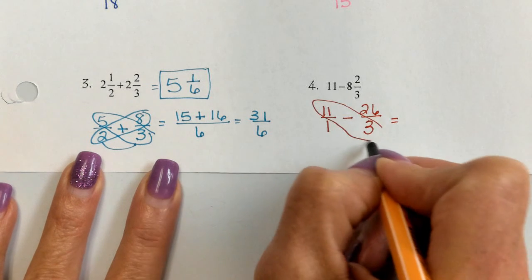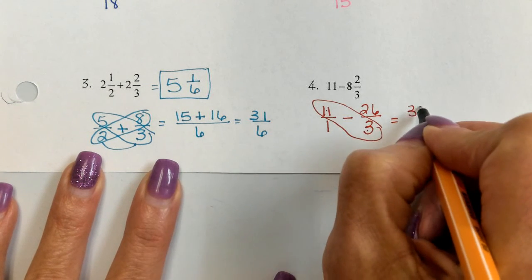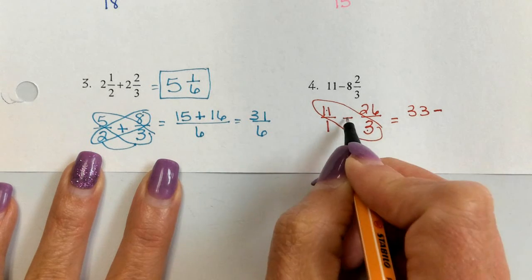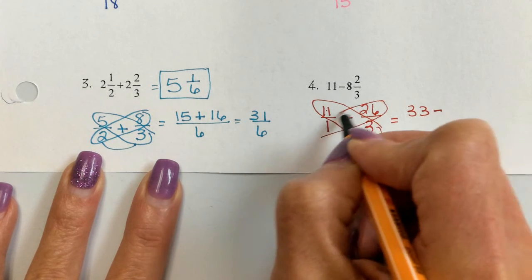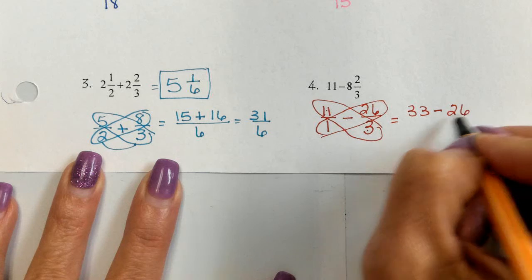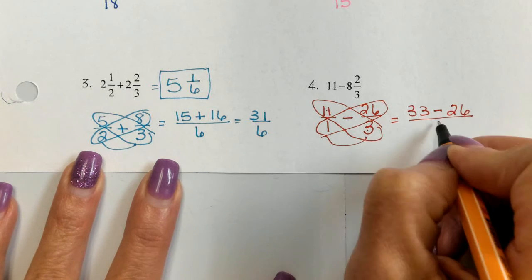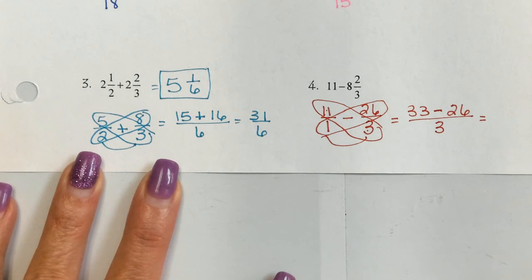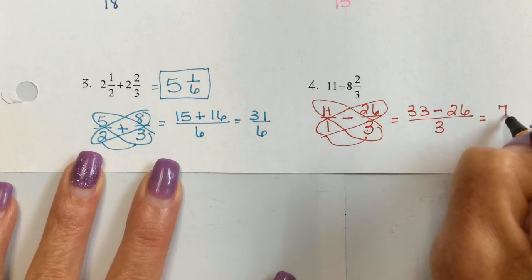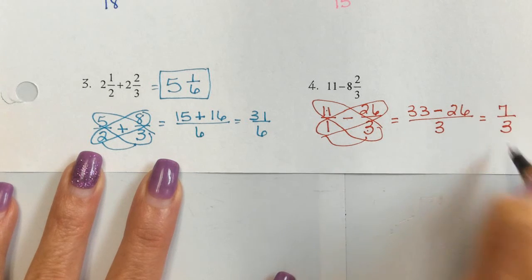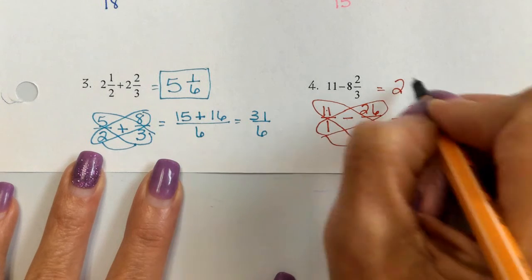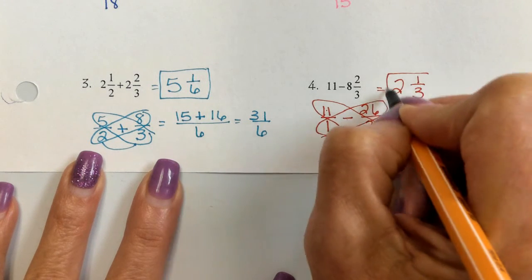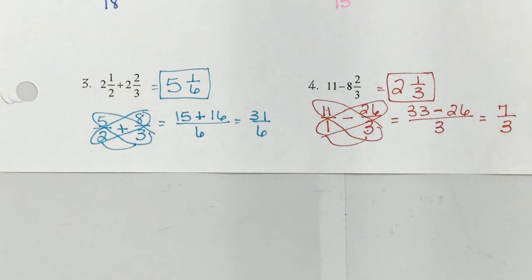Cross multiply. 3 times 11 is 33, minus 1 times 26 is 26. 1 times 3 is 3. That's going to give me 7 thirds. Cannot reduce that, but 3 does go into 7 2 times, which is 6, with 1/3 left over. Okay? So butterfly method makes life very, very easy.